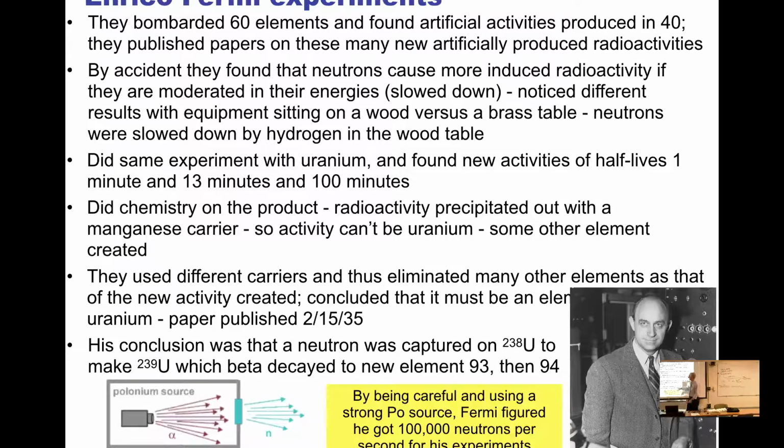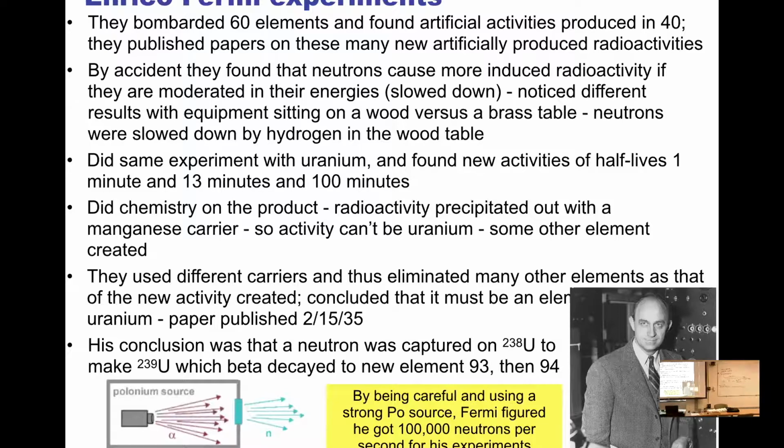Well, Fermi realized the importance of moderation by mistake. They were doing these experiments. Sometimes they got the same results, sometimes they got more activity, sometimes less. What was the difference? Well, it turned out the difference was the fact that sometimes they set their equipment on a wood table. Sometimes they set it on a brass table. Luckily, Finley had a lot of brass, and so sturdy brass top tables were common. And that was the reason for the difference.